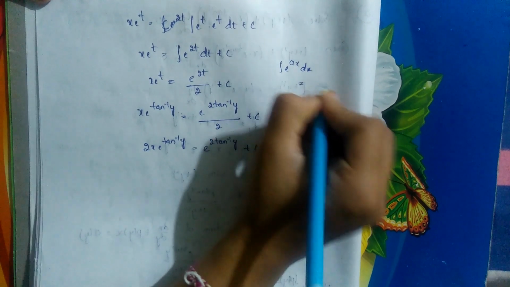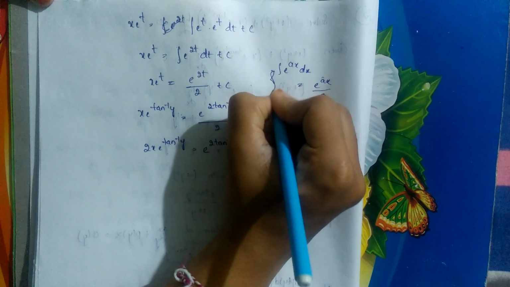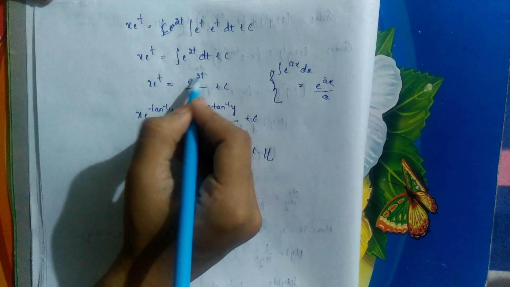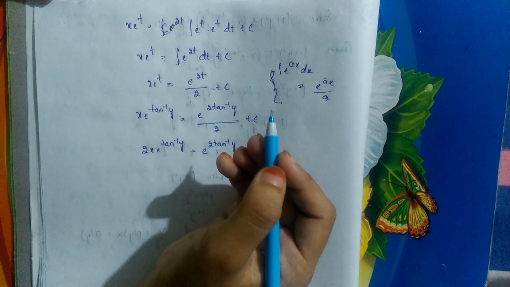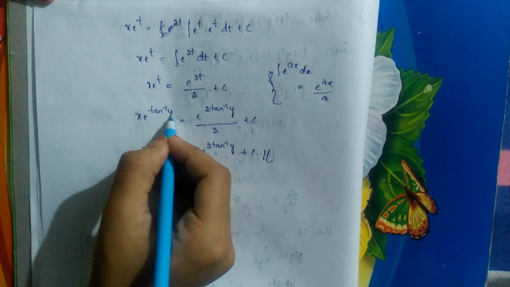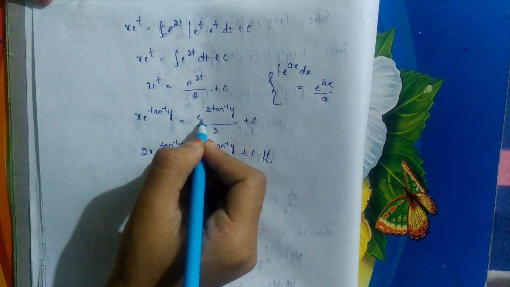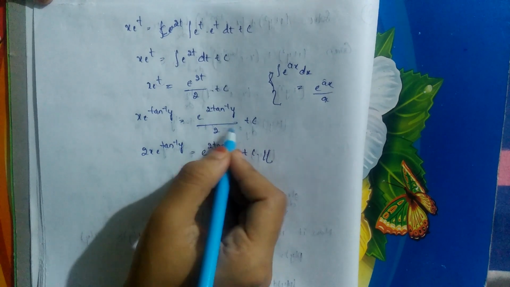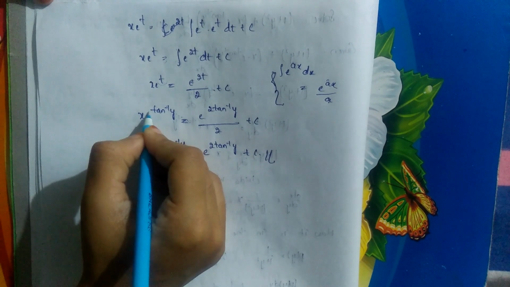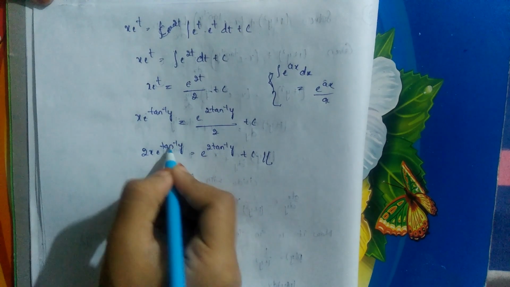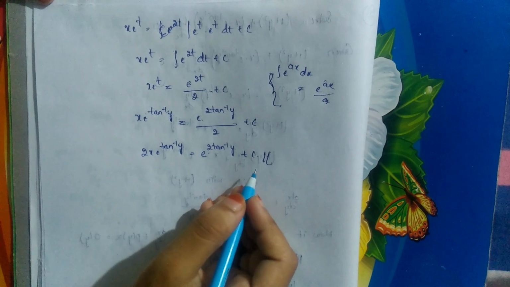We know that the integration of e^(ax)dx is e^(ax)/a, where a is a constant. Here a is 2, so the integration of e^(2t) is e^(2t)/2 + c. So x·e^(tan⁻¹y): now we substitute the value of t, where t is tan⁻¹y, so that equals e^(2tan⁻¹y)/2 + c. Multiply this 2 to the left hand side, we get 2x·e^(tan⁻¹y) = e^(2tan⁻¹y) + c. So this is the general solution.